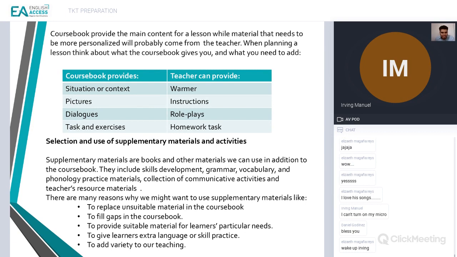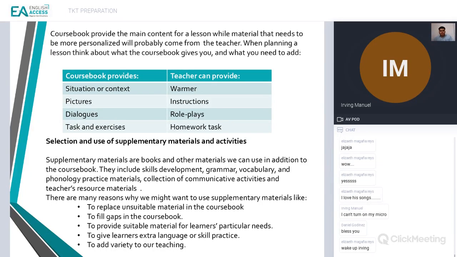There are many reasons why we might want to use supplementary materials, like to replace unsuitable material in the coursebook, to fill gaps in the coursebook, to provide suitable material for learners' particular needs, to give learners extra language or skill practice, and to add variety to our teaching.